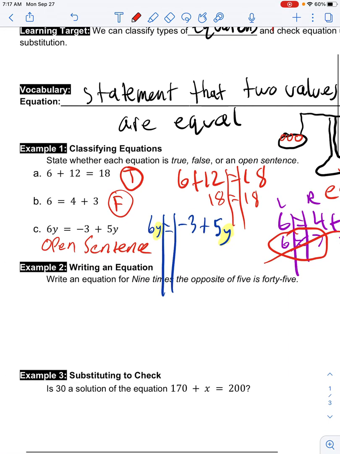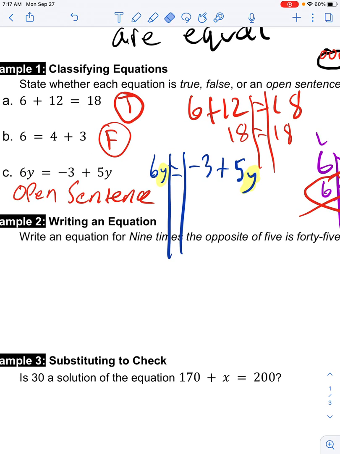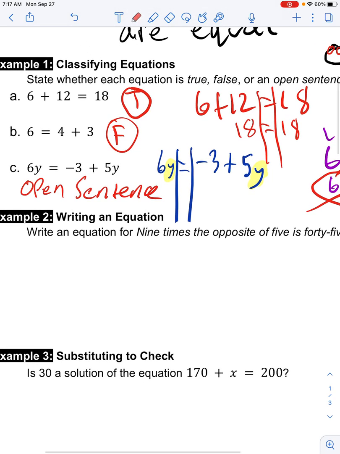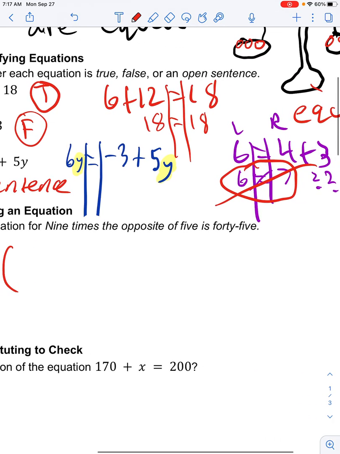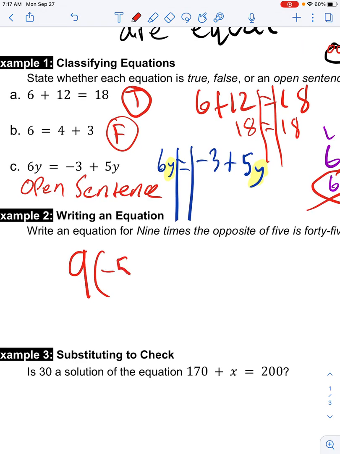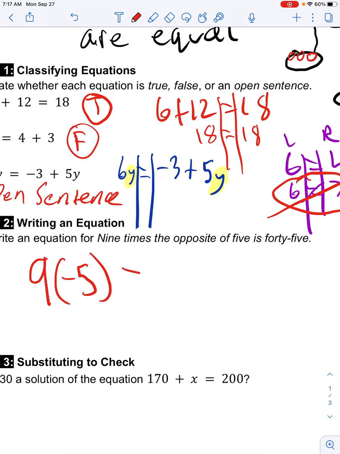So let's take a look. Maybe we have to write some equations given some sort of math story or word problem. So I'm going to write an equation for 9 times the opposite of 5 is 45. So 9 multiplied by the opposite of 5. The opposite of positive 5 is negative 5, equals 45.